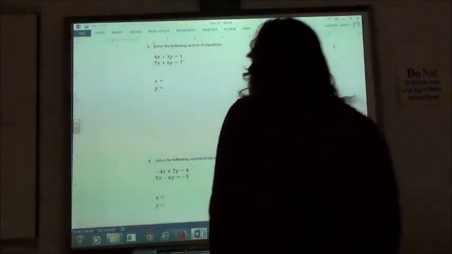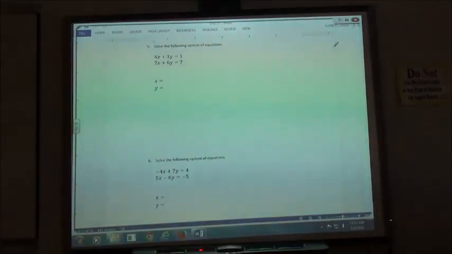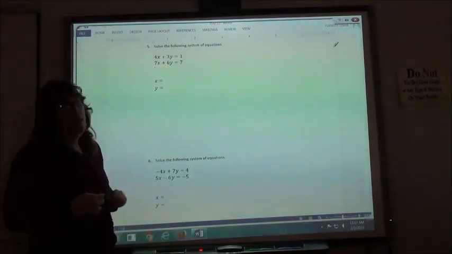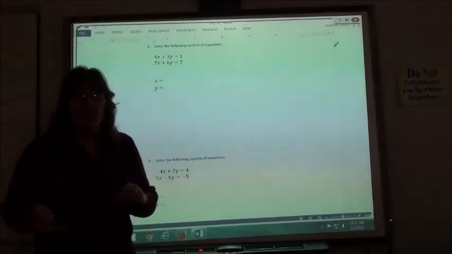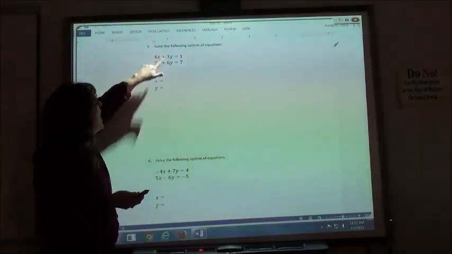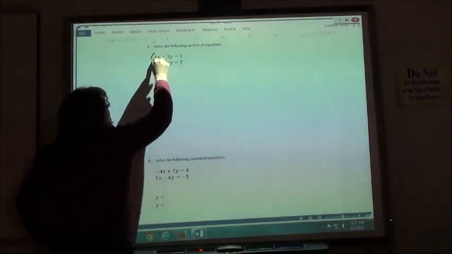So number 5, we're solving our system of equations by the elimination method. If I look at this one, on my y's, my least common multiple of 3 and 6 is 6. So I can make this problem a little shorter than the previous one, because in order to make opposites, I just need to multiply that top equation times negative 2.